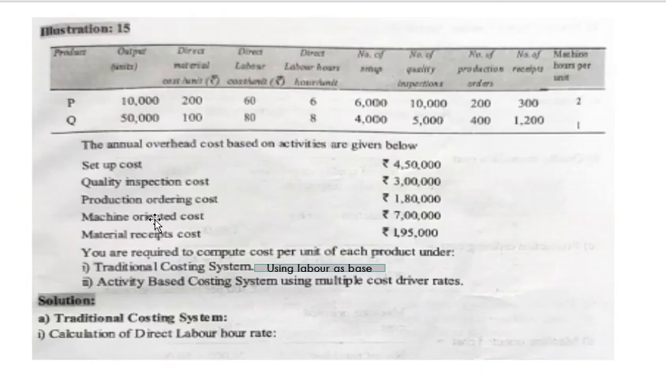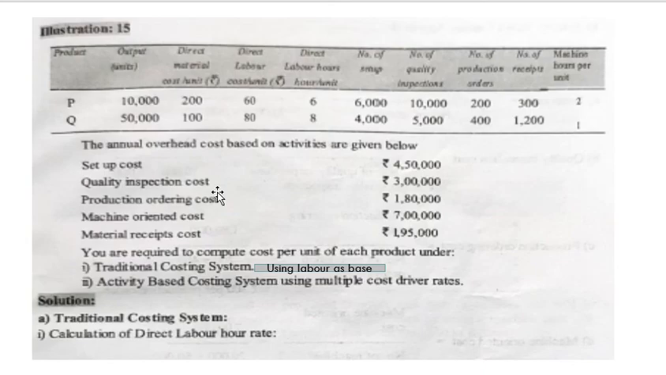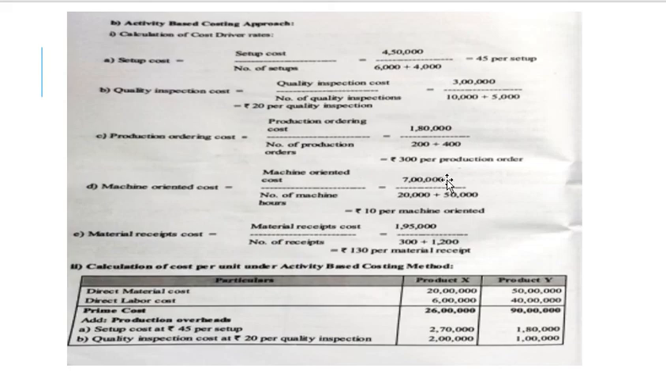The next activity cost is quality inspection, which is 3 lakh, and the number of quality inspections is given, which is 10,000 plus 5,000, which is 15,000. So 3 lakh divided by 15,000 will give you rupees 20 per quality inspection. The next activity is production ordering cost, which is 1,80,000. The number of production orders is given, which is 200 plus 400, which is 600. So 1,80,000 divided by 600 will give you rupees 300 per production order.